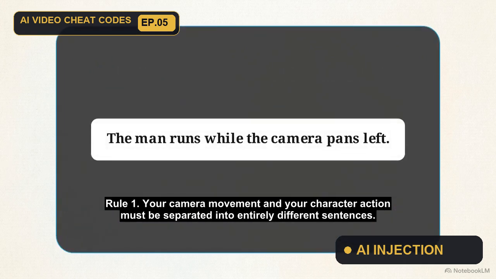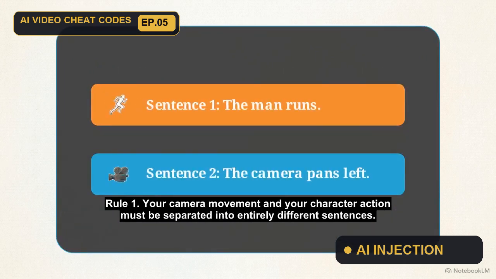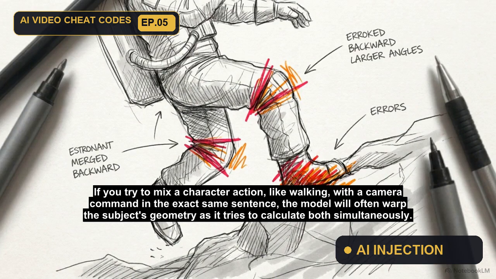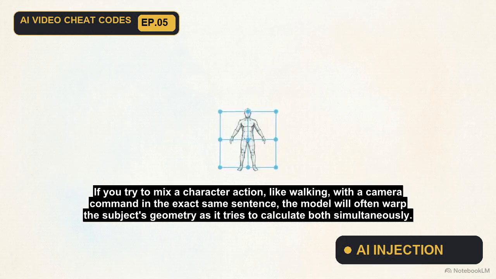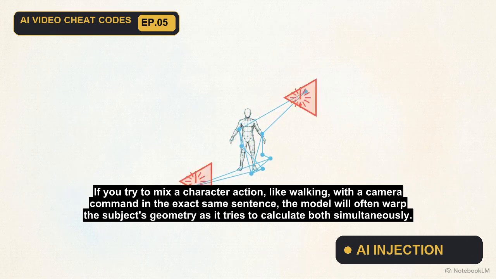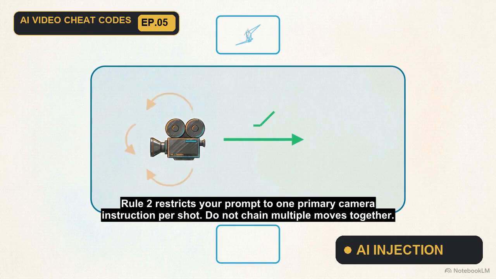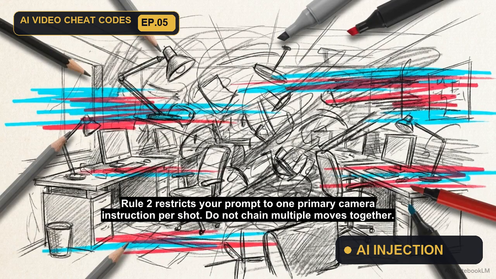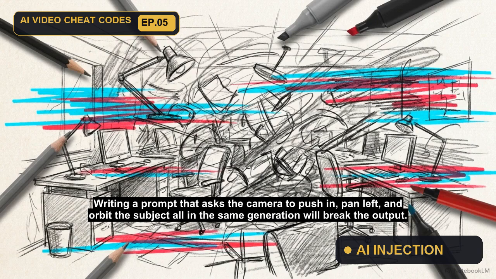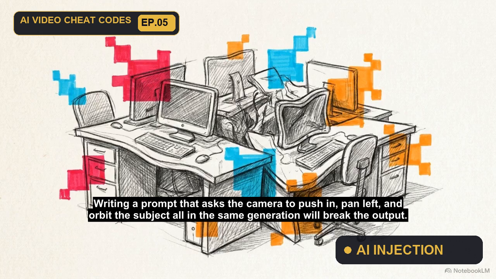Rule 1. Your camera movement and your character action must be separated into entirely different sentences. If you try to mix a character action, like walking, with a camera command in the exact same sentence, the model will often warp the subject's geometry as it tries to calculate both simultaneously. Rule 2 restricts your prompt to 1 primary camera instruction per shot. Do not chain multiple moves together. Writing a prompt that asks the camera to push in, pan left, and orbit the subject all in the same generation will break the output.